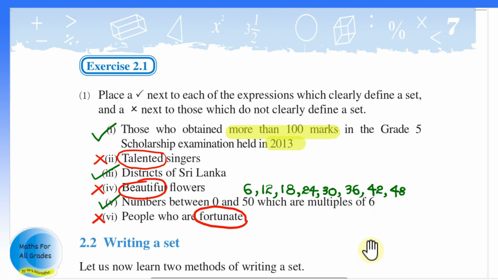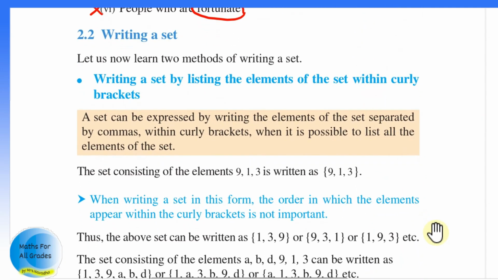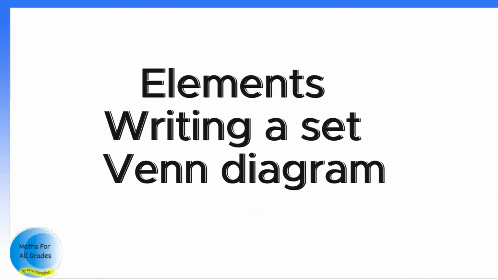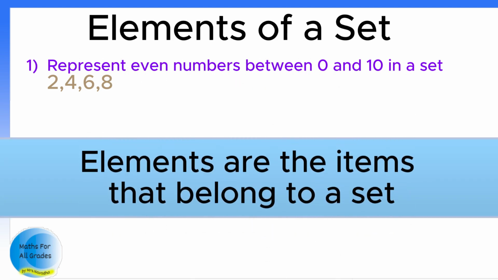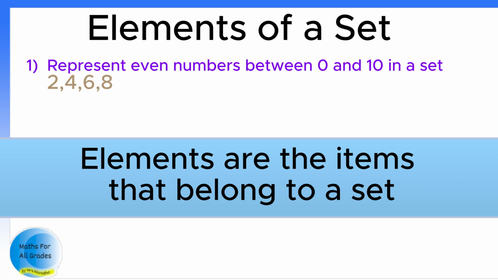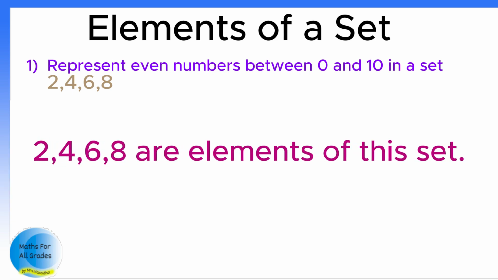Next we are going to learn about elements of a set, how to write a set and how to represent a set in a Venn diagram. I'll take one example to explain all of these. Consider this question. Represent even numbers between 0 and 10 in a set. So what are the numbers? 2, 4, 6 and 8. We know this is a set and elements are the items that belong to the set. So 2, 4, 6 and 8 are the elements of this set.